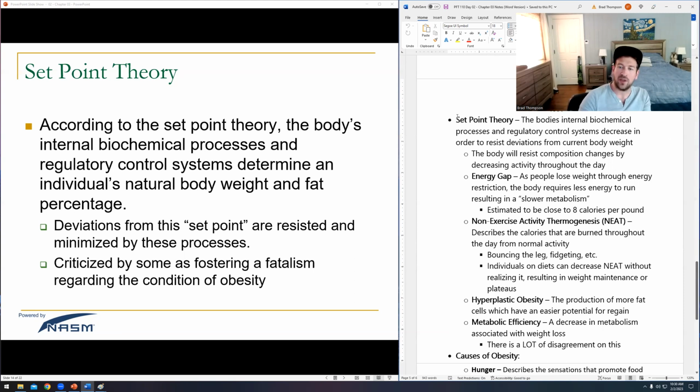theory. The set point theory is basically saying that your body has internal biochemical processes and regulatory control systems that will slow down in order to resist deviations from your current weight. Basically, what this is saying is that your body will resist recomposition changes by decreasing your metabolism or your calories burned through the day. Now, I don't necessarily love this concept.